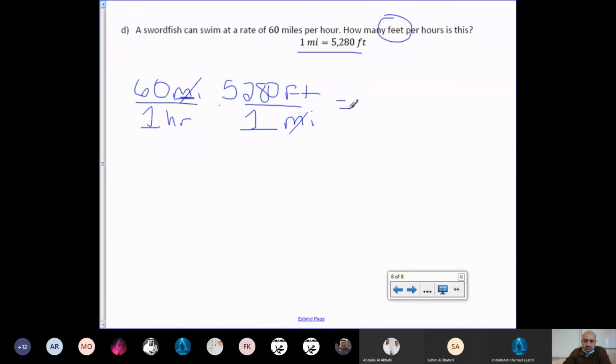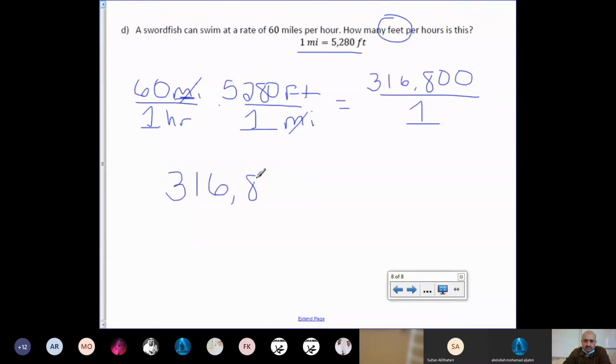60 times 5,280 is 316,800. The denominator is 1. Divide it out. 316,800 feet per hour. Again, we've got feet on top, hour on the bottom.